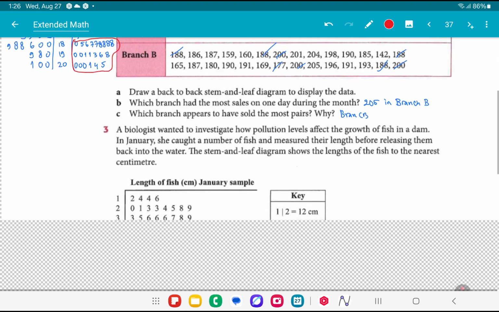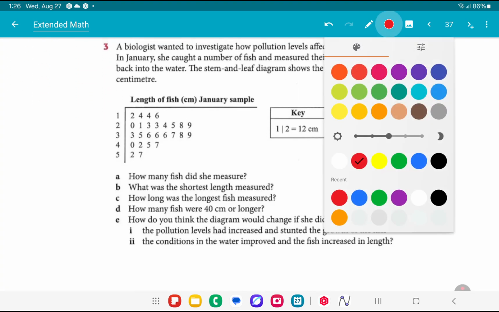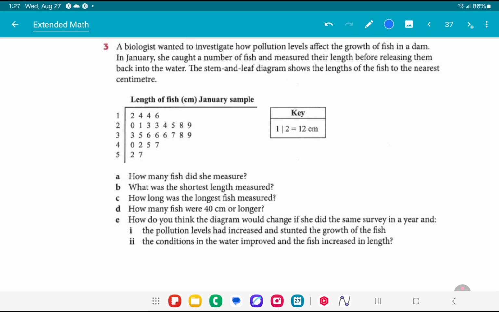We continue with question number 3. Biologists wanted to investigate how pollution level affect the growth of fish in a dam. In January, she caught a number of fish and measured the length before releasing them back into the water. The stem and leaf diagram show the length of the fish to the nearest centimeter. How many fish did she measure?